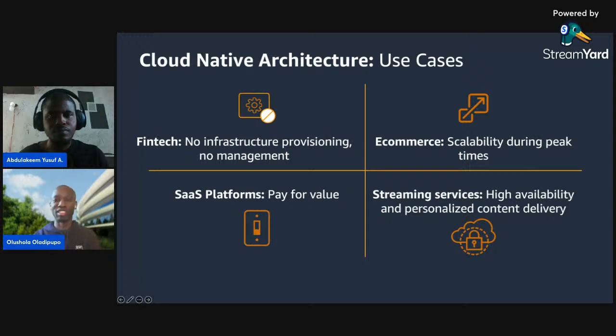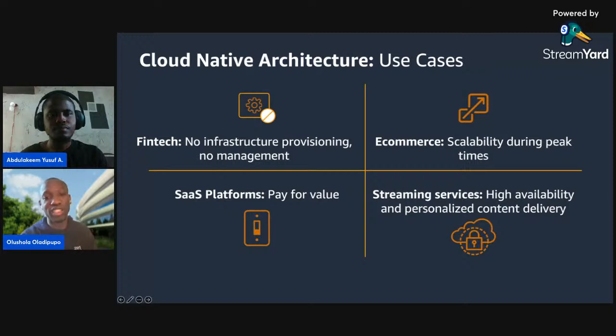And lastly is streaming services. So for streaming services, the main goal here is high availability. The fact that the service is highly available. Highly available means that maybe you have a multi-availability zone environment, and it means that your users can be sure whenever they come to your platform that it's going to be available. It's not going to be down for any reason because you are making use of the global regions and availability zones that AWS Cloud provides, for example.